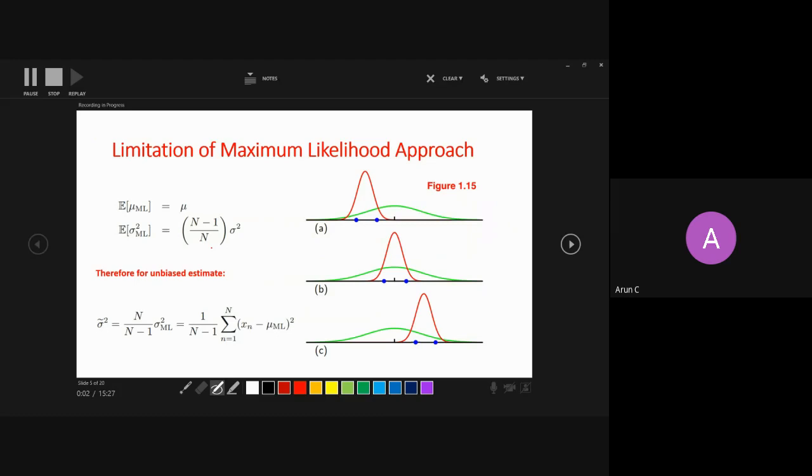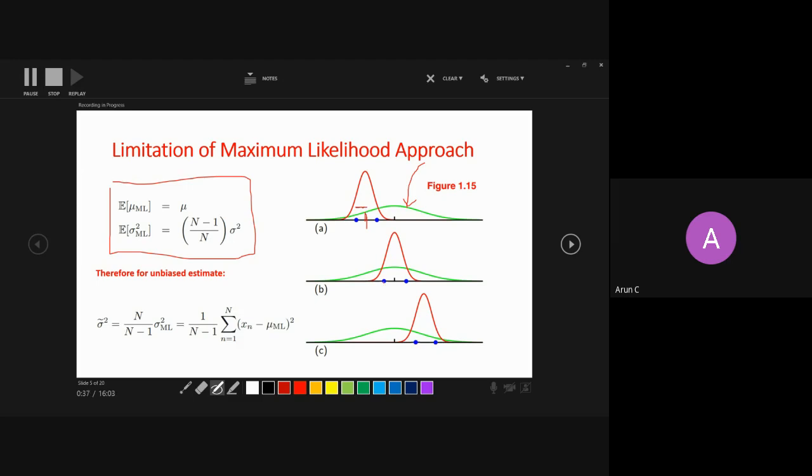Then I told you that this mean and variance, which we got using maximum likelihood estimation, may be biased. How? For example, I have a true distribution shown in green. I draw two samples out of it, and I calculate the mean and variance using this data set. The mean from this data set is this, and the variance is this.